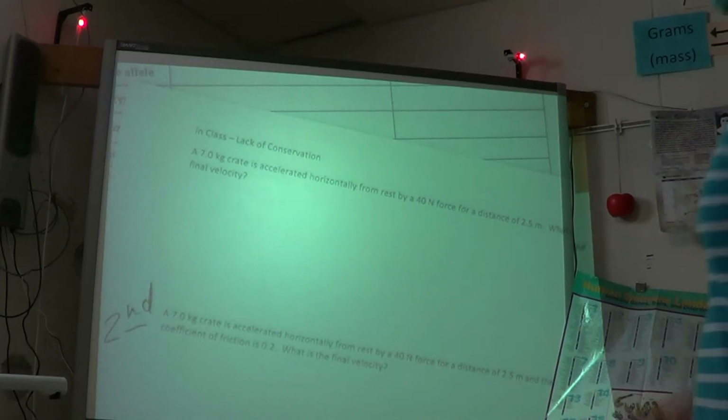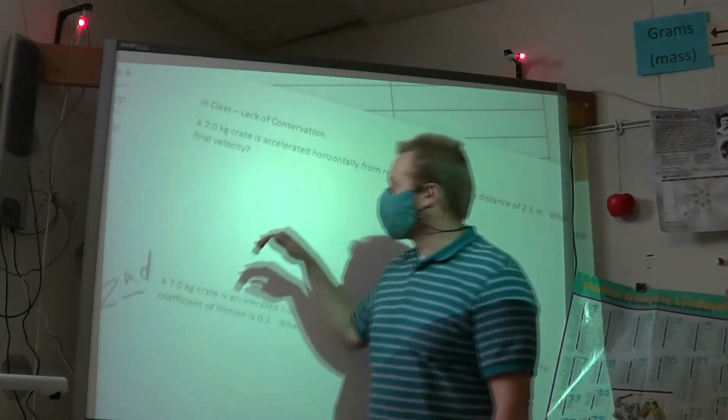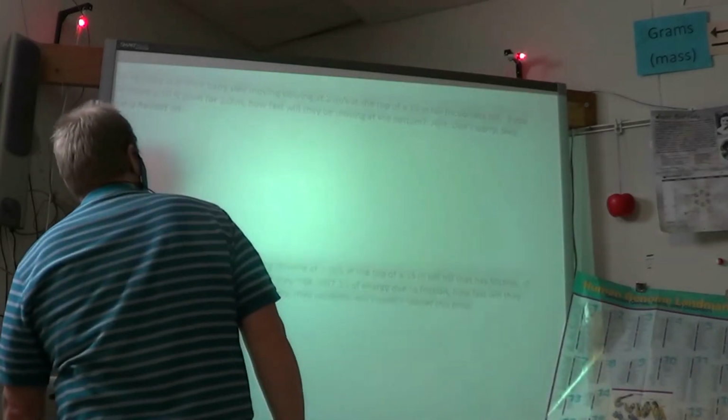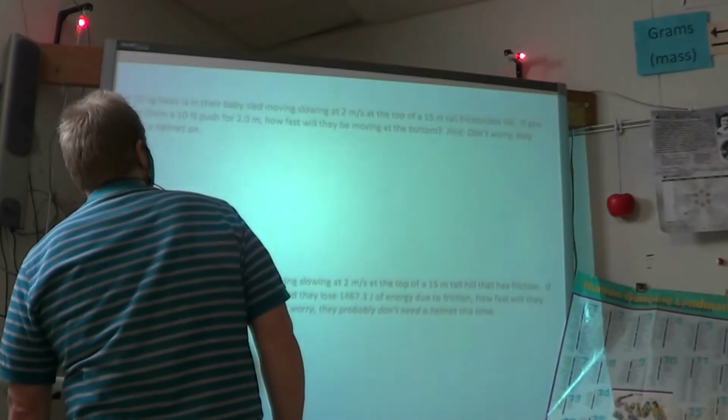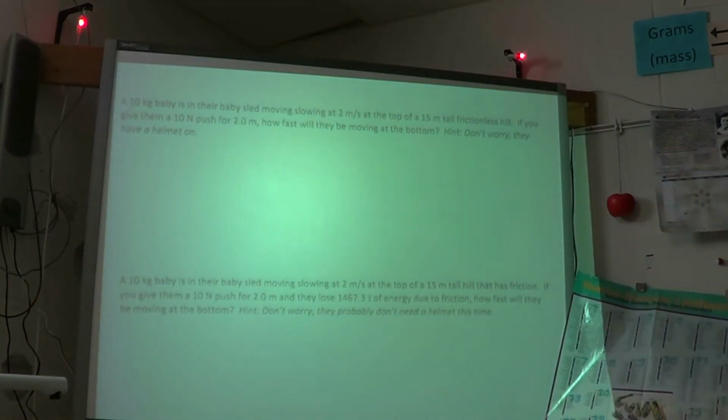On the worksheet called In-Class Lack of Conservation that we went through, we worked through the first problem together on Tuesday in class. We're going to look at the third one. The third problem says a 10-kilogram baby is in their baby sled moving slowly at 2 meters per second at the top of a 15-meter tall frictionless hill. If you give them a 10-Newton push for 2 meters, how fast will they be moving at the bottom?